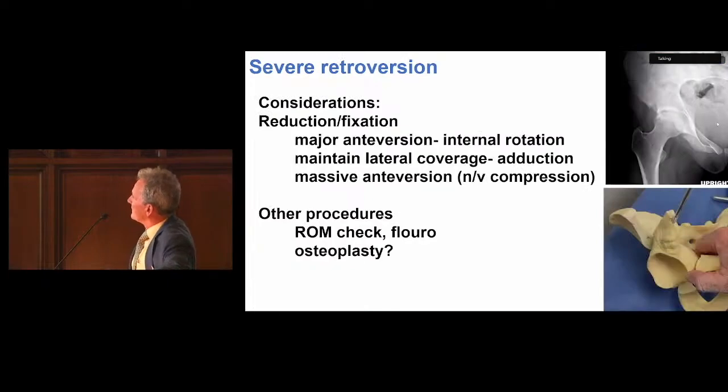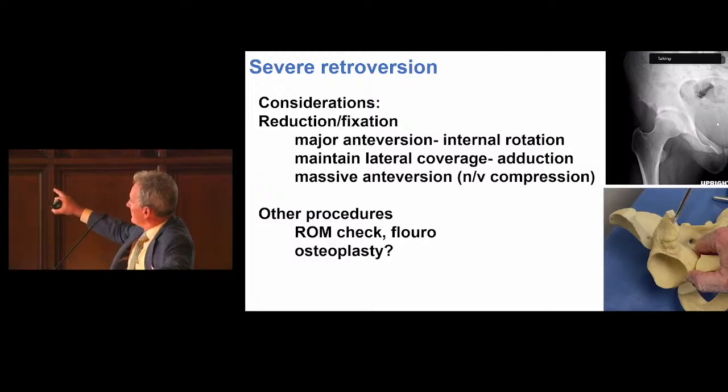In terms of our reduction, there's going to be major anteversion or internal rotation. When you do that, you tend to lose lateral coverage. So at the same time, I'm going to want to adduct the acetabular fragment so we don't lose our lateral coverage. So we want to maintain, maybe decrease lateral coverage a bit, but we want to do a major anteversion correction.